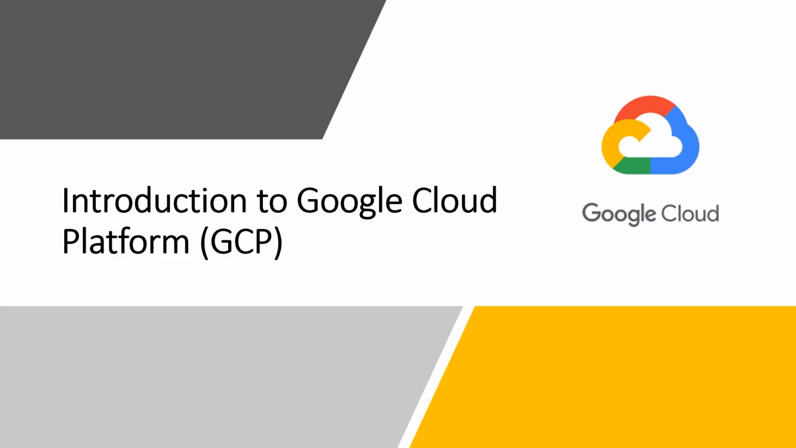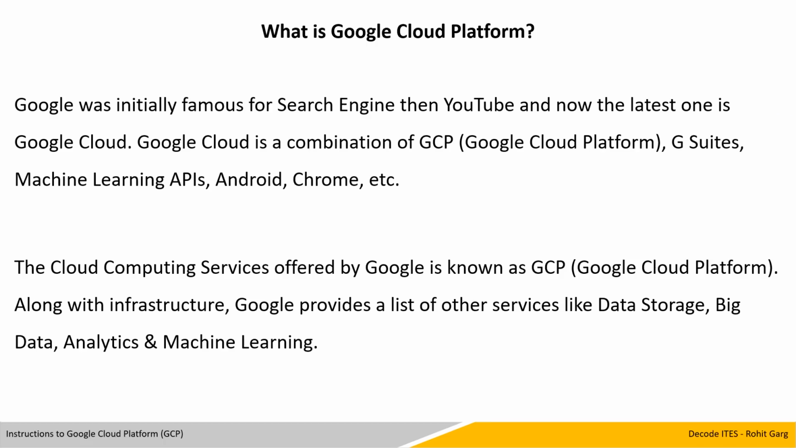Introduction to Google Cloud Platform. What is Google Cloud Platform or GCP? Google was initially famous for its search engine, then YouTube, and now the latest one is Google Cloud. Google Cloud is a combination of GCP, Google Cloud Platform, and G Suite, machine learning APIs, Chrome, Android, and many more. The cloud computing services offered by Google are known as GCP. Along with infrastructure, Google provides a list of other services like data storage, big data, analytics, and machine learning.